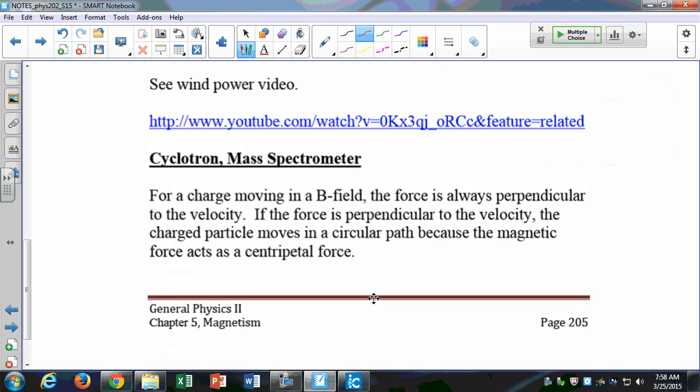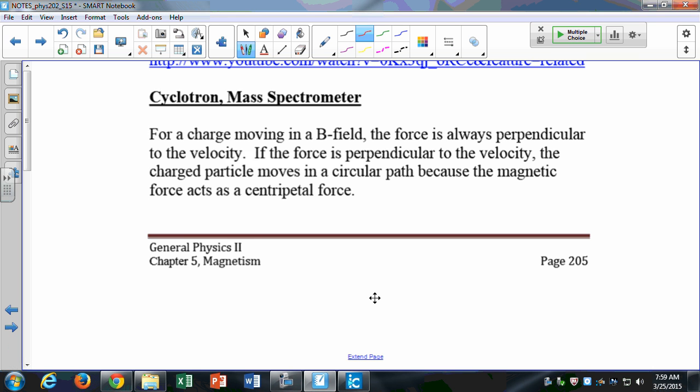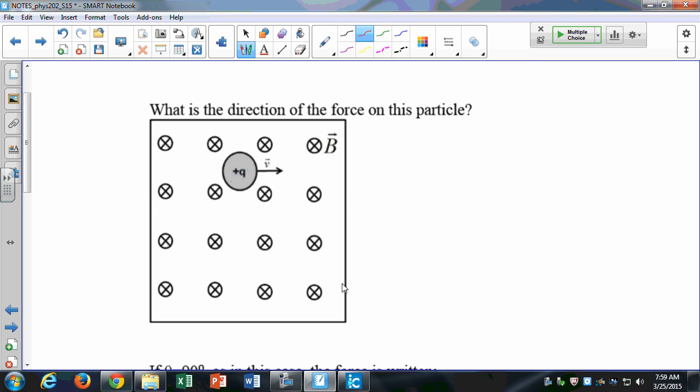Alright, let's look at a mass spectrometer. This is another application of this force on a moving particle. We know that if I have a charge moving in a magnetic field, the force is always perpendicular. And the force that is always perpendicular to the velocity is called what type of force? A centripetal force, right. We talked about that last semester. Centripetal force is simply a force that's perpendicular to the velocity. And so a magnetic force, because of its nature, is a centripetal force, and it's going to cause objects to move in a circular path.